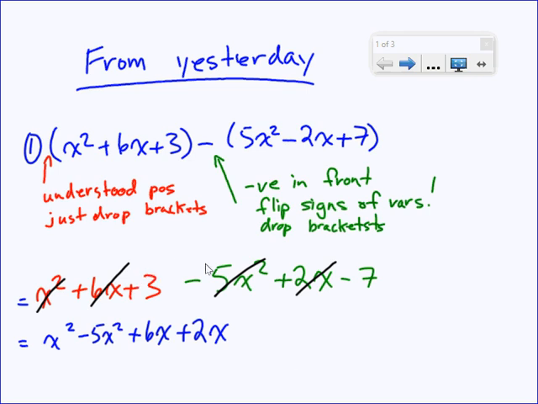Then for the last part, we have our constants. We have our 3. We're going to cross that off. And we have our minus 7, and we're going to cross that off as well. So we have plus 3 minus 7.